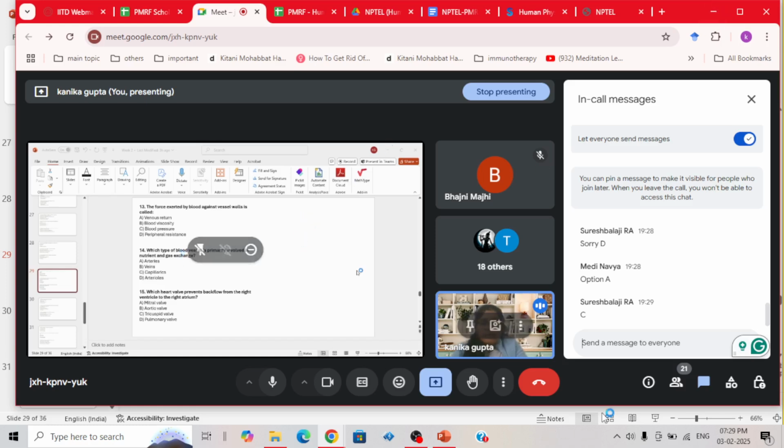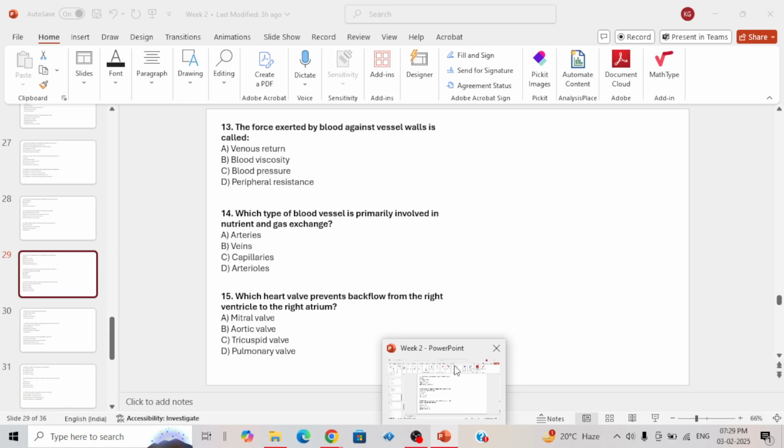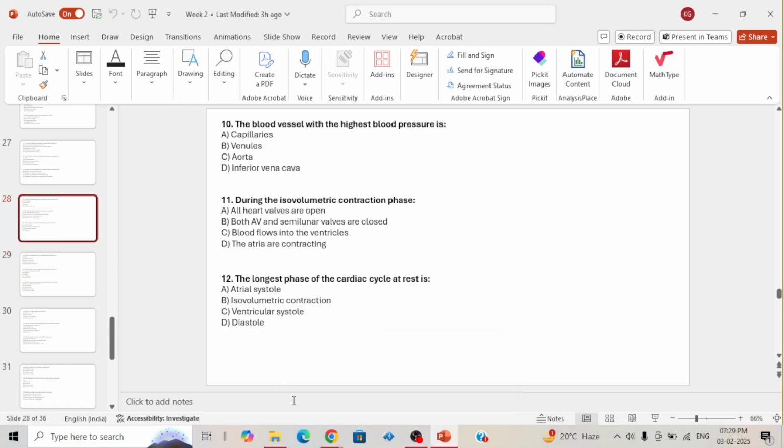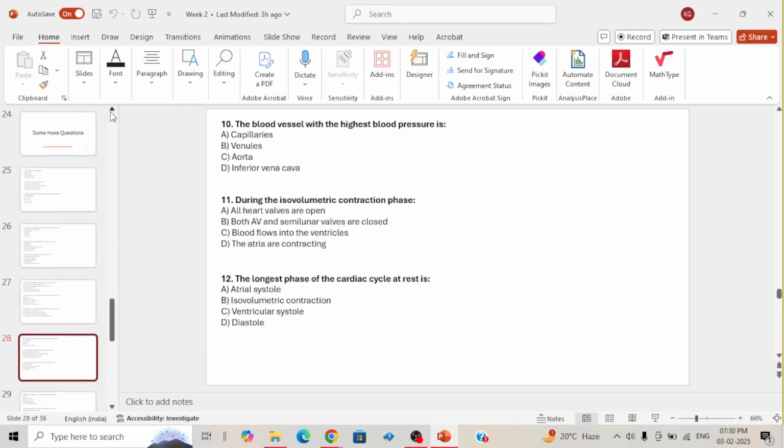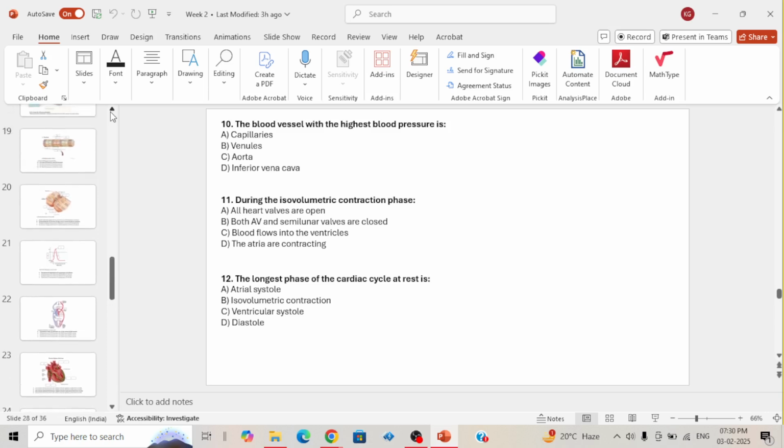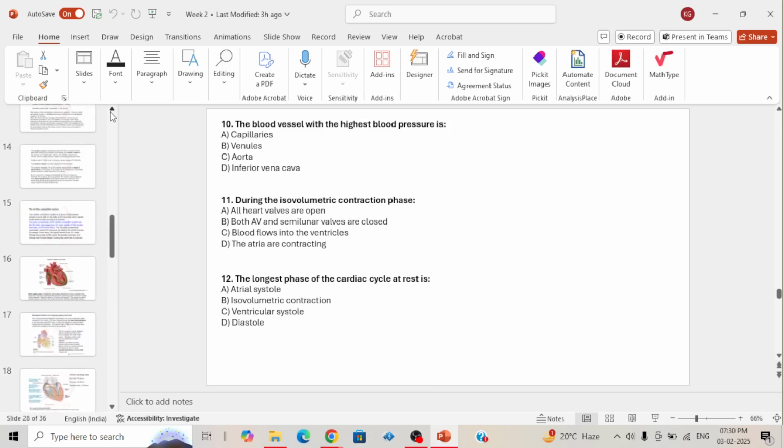Okay, if anyone had any confusion in the previous question, they can tell me. I'll show you the graph once again so you won't be confused about this longest phase of cardiac cycle. Just a moment.